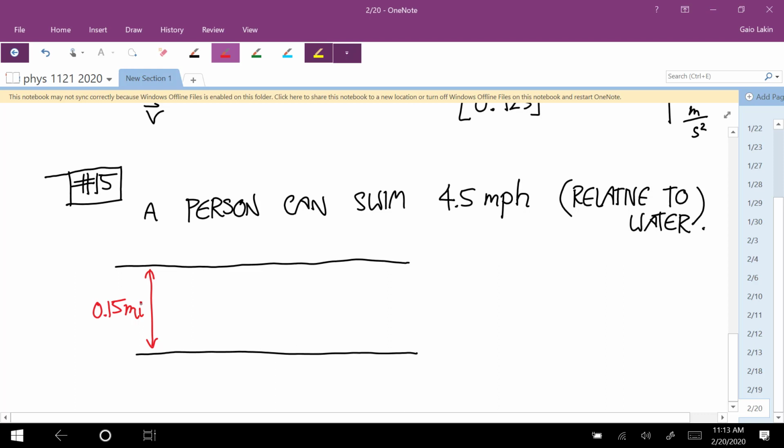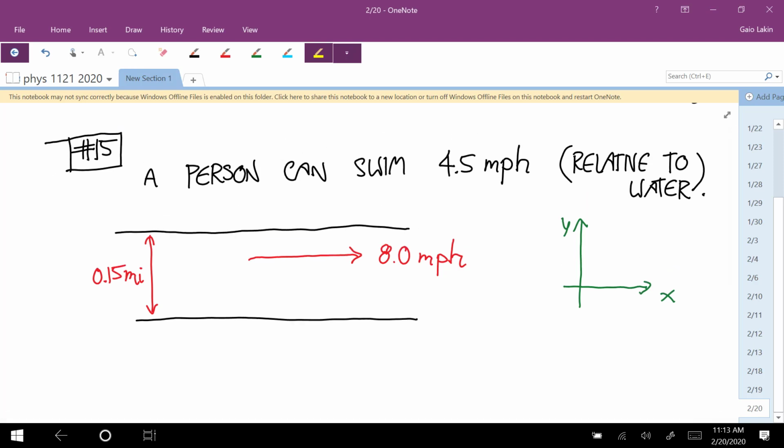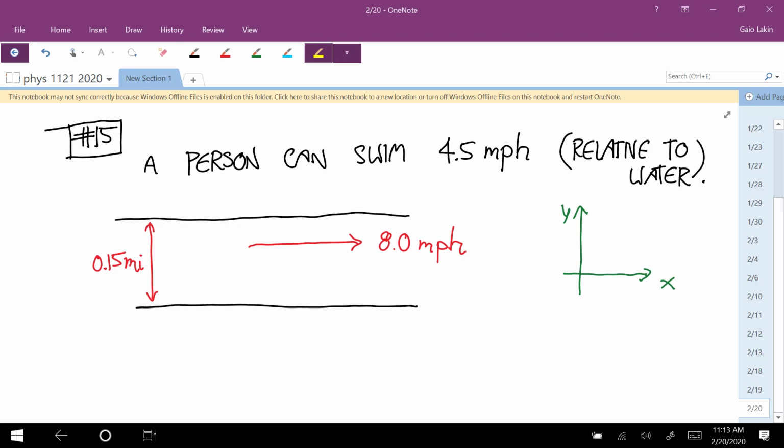And the river has a speed of 8 miles per hour. Okay, and the person's just going to swim straight across. The person's going to be aimed in the positive y direction, the way I have it here. And so the question is, if the person just swims straight across, how far down the river will they be when they get to the other side?